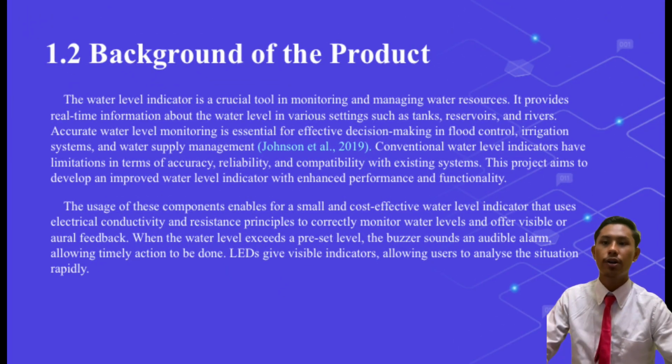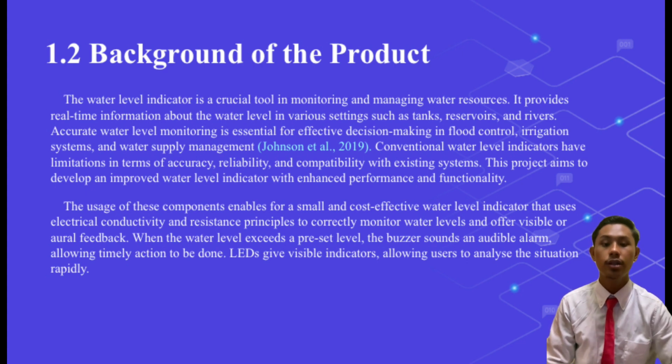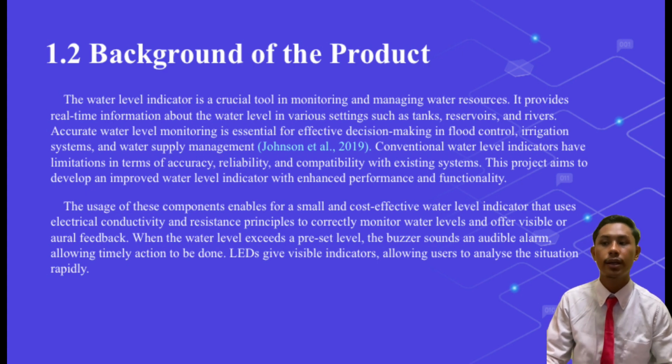For the background of the product, the water level indicator is a crucial tool in monitoring and managing water resources. It provides real-time information about the water level in various settings such as tanks, reservoirs, and rivers. Accurate water level monitoring is essential for effective decision-making in flood control, irrigation systems, and water supply management. Conventional water level indicators have limitations in terms of accuracy, reliability, and compatibility with existing systems. These projects aim to develop and improve water level indicators with enhanced performance and functionality.